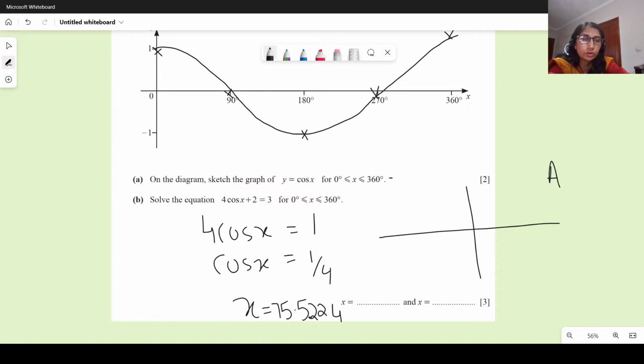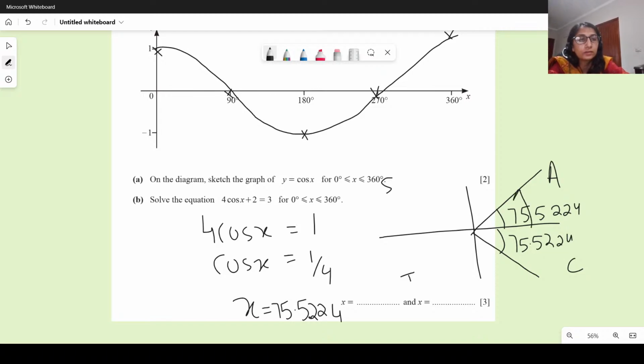Add sugar to coffee. So all sine, cos, tan are positive in the first quadrant and only cos is positive in the last quadrant. So I'll make an angle like this and an angle like this. This is 75.5224 and this is also 75.5224.